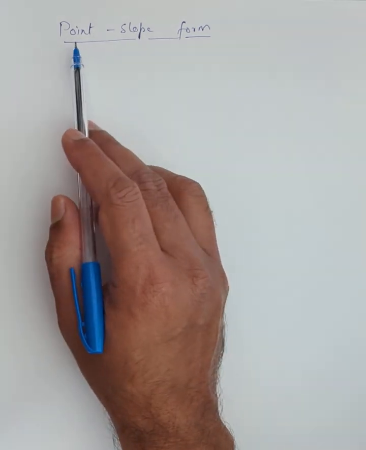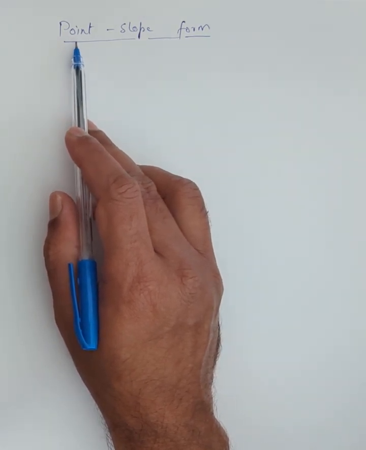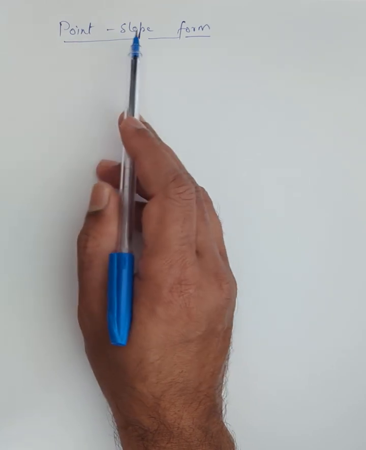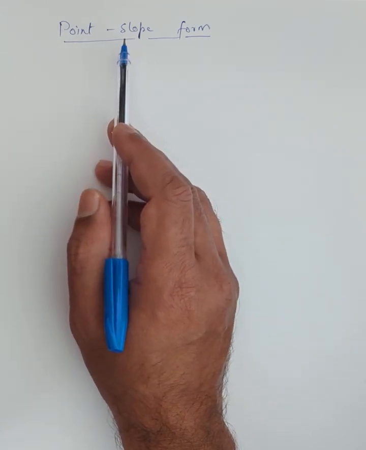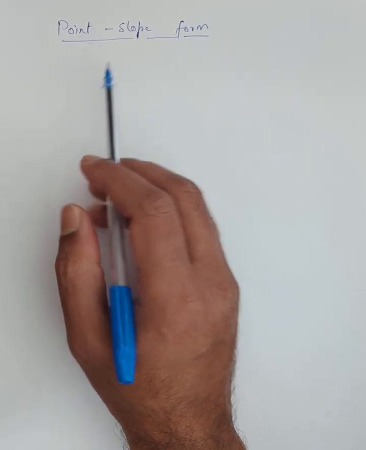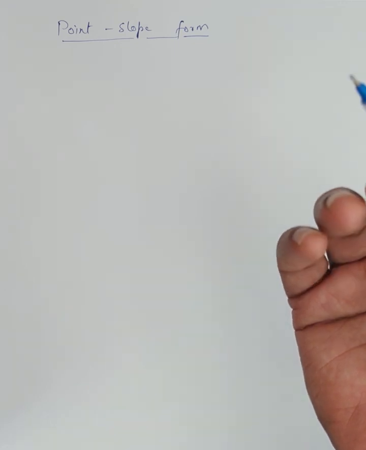Now, I want to bring to your notice, every point has two coordinates, and slope is a number. So we will use a specific example with numbers, and then we will try to see if we can derive a general formula that can be used in every situation.